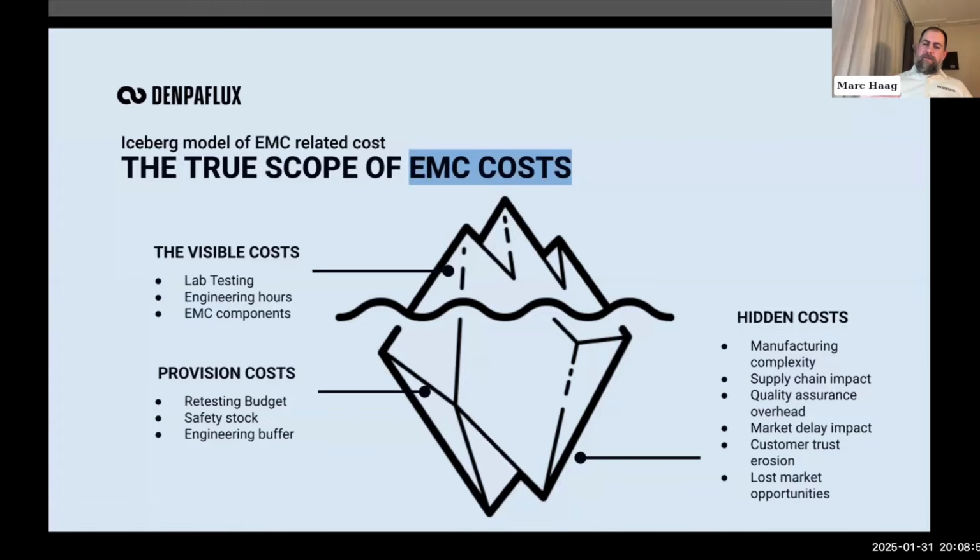But then the layer which is really, really hidden, really down below in the ocean of the iceberg, this is what is exploding your cost and eating up your margins: you start updating your BOM and having more material, the complexity you have to handle, and all this stuff.